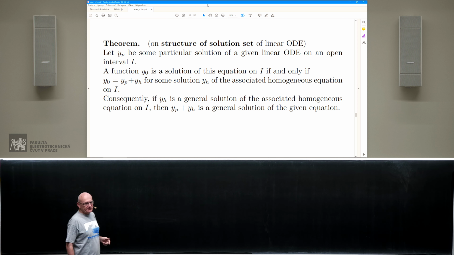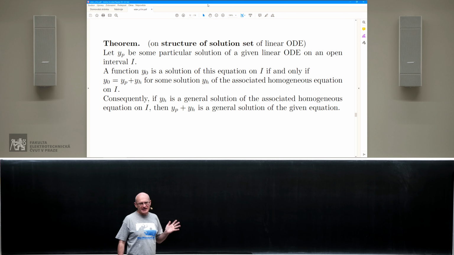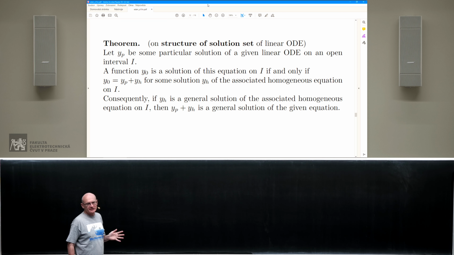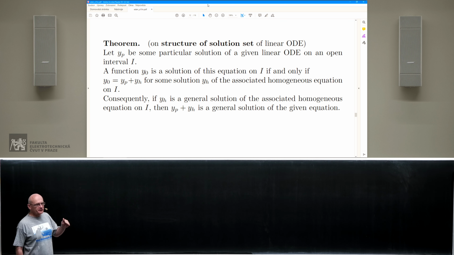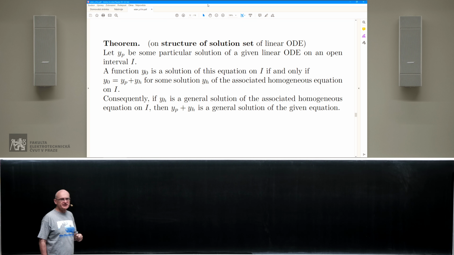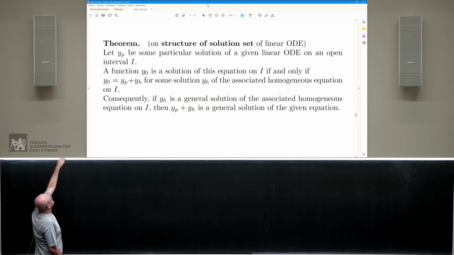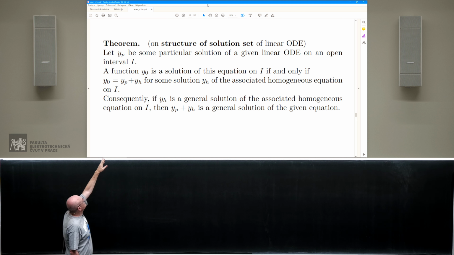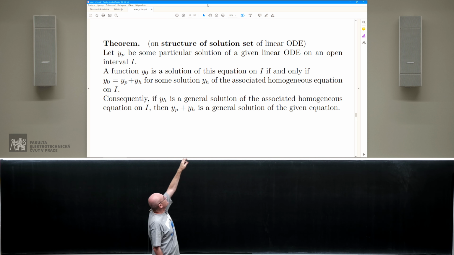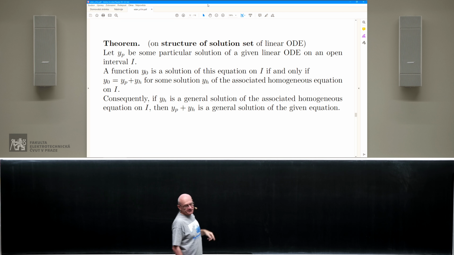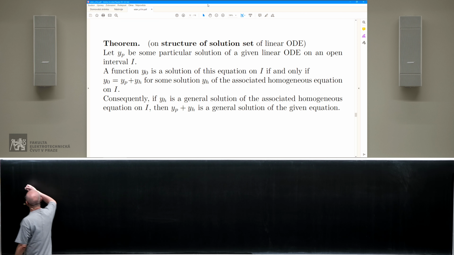This proof can be easy or difficult. Technically, it's just 4 lines, 4 very simple lines. But the trick is in knowing what 4 lines should be written. So let's try to decipher it. Let's have a look at the preamble, the first paragraph. We start with some yp, which is a particular solution of a given linear differential equation. So here we go. Proof.